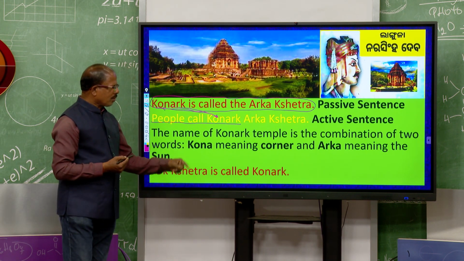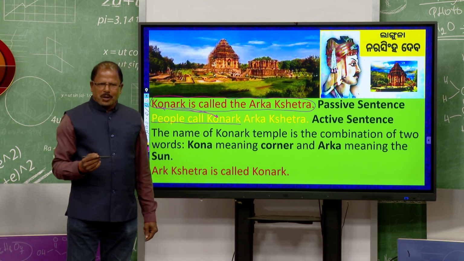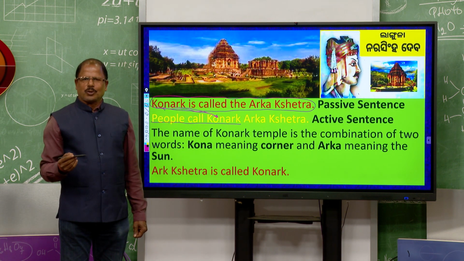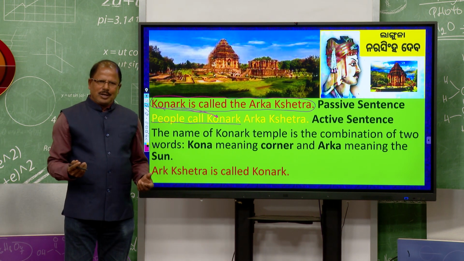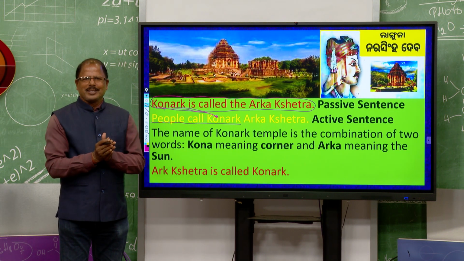The name of Konark temple is the combination of two words. You just see, Kona meaning corner in English and Arka meaning the sun. So, Arka means sun and Kona means corner, and joining these two words makes Konark temple.